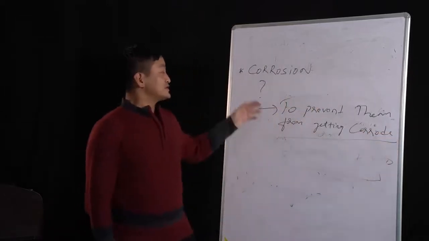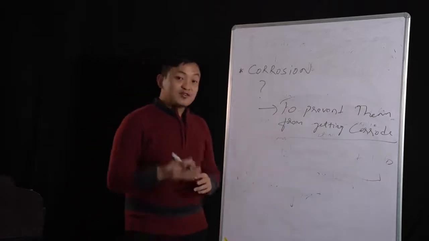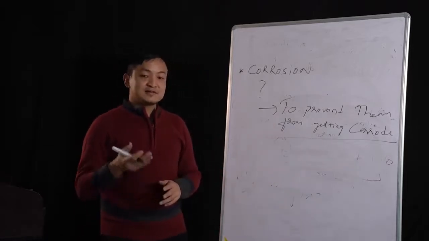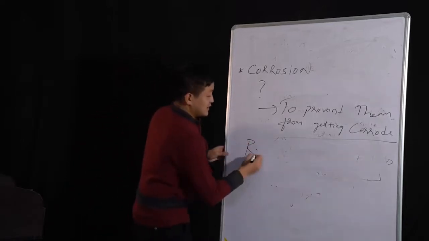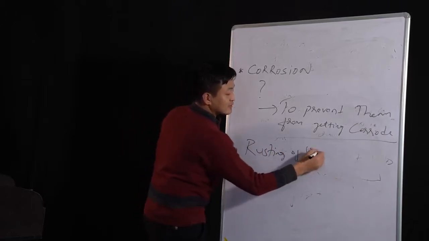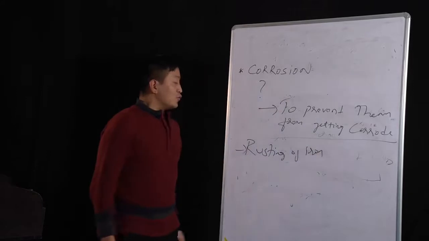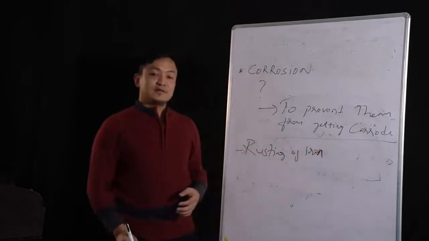Clear? The answer is to prevent them from getting corroded. And in case of metal, we can say that that is rusting of iron. Why does rusting of iron take place?